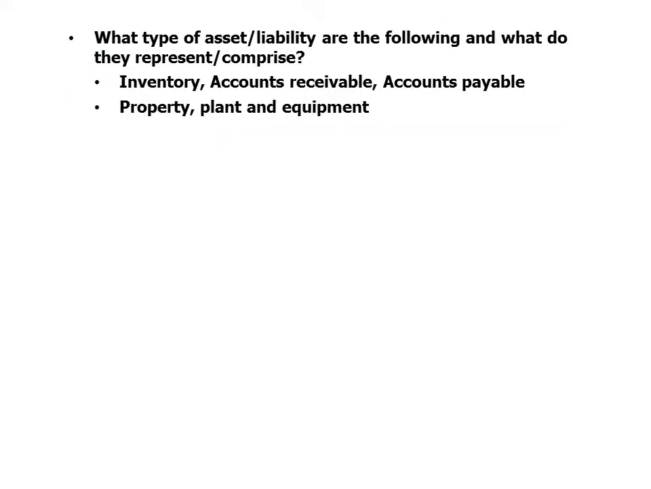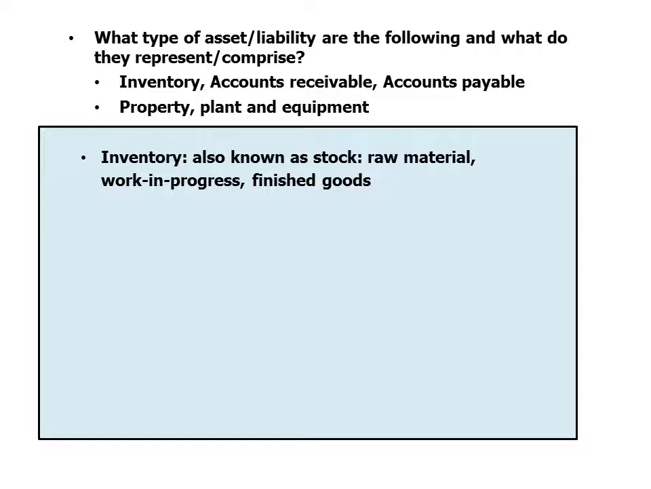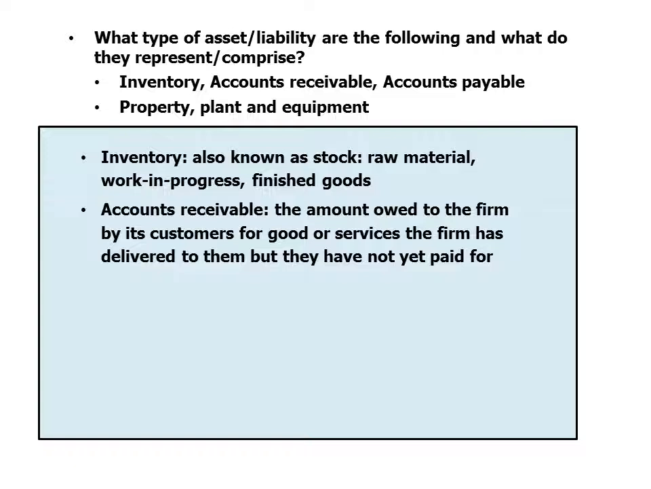What type of asset or liability are the following, and what do they represent or comprise? So we've got inventory, accounts receivable and accounts payable, and property, plant and equipment. Start with inventory, also known as stock. This comprises raw material, work in progress and finished goods. Accounts receivable, also known as trade receivable, and this represents the amount owed to the firm by its customers for goods or services the firm has delivered to them, but they have not yet paid for.